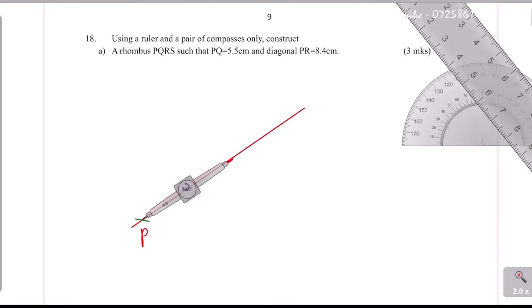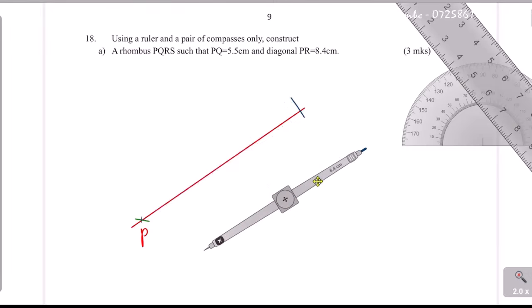So 8.4 centimeters is there. That is 8.4. So with that measurement, I can mark there. So that will be R. So this is 8.4 centimeters.